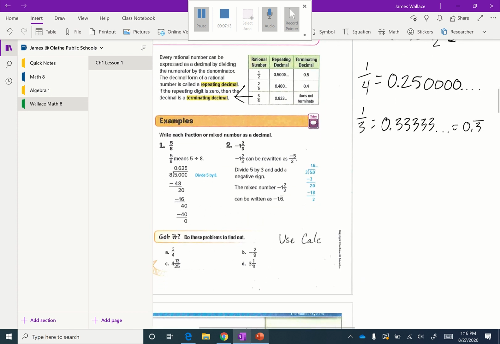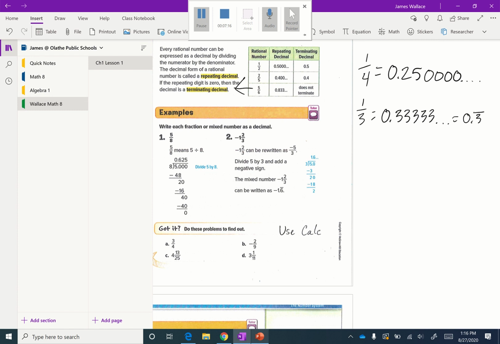So moving on, we'll go ahead and do example 1 here. Write each fraction or mixed number as a decimal. So the first one is 5/8. Remember, whenever you have a fraction, that just means division. So fraction equals division. If you were to type in 5 divided by 8 in your calculator, it's the same as what they're doing right here. This is just their long division. You would get 0.625 or 625 thousandths. So that's all that one is.